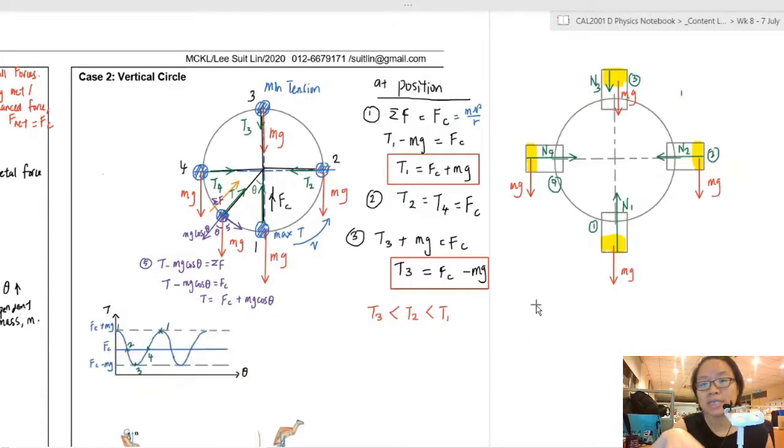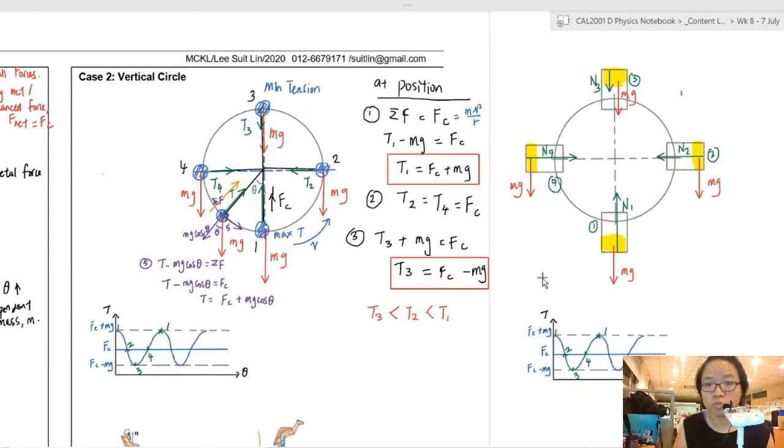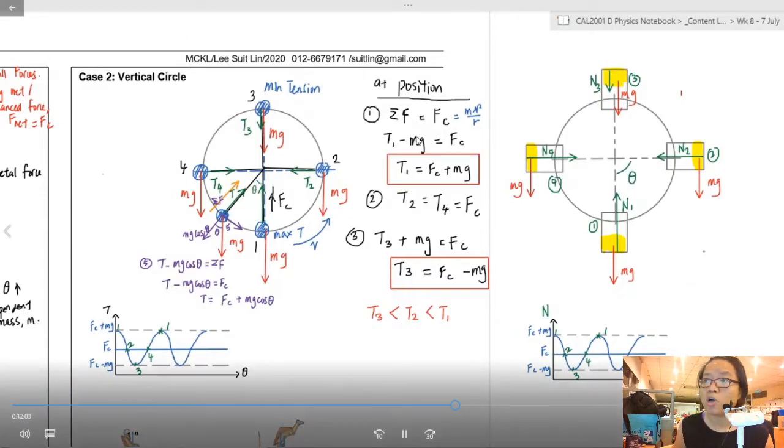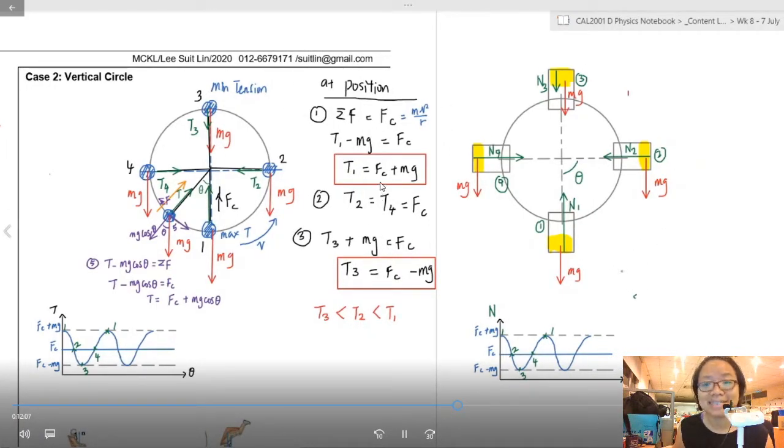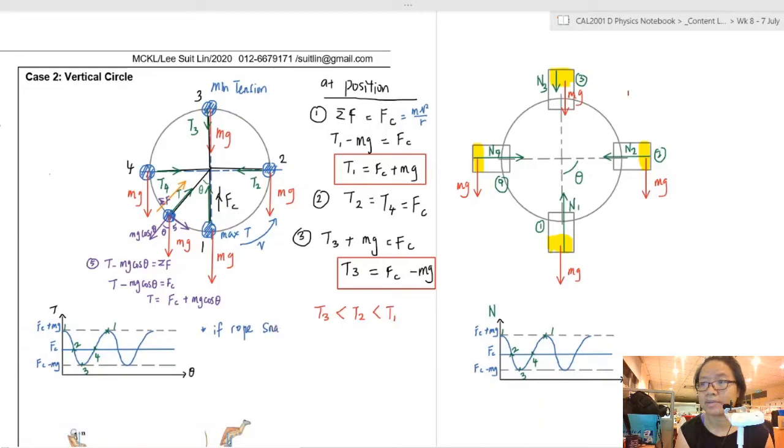Since the force diagram is identical, I can infer that the equations will all be the same. You replace T with normal contact force N, like that. Then everything is the same. Maximum at the same places, minimum at the same places. Equation will look the same. Replace the T's with N. Okay, we'll do a question soon, but that's the idea.